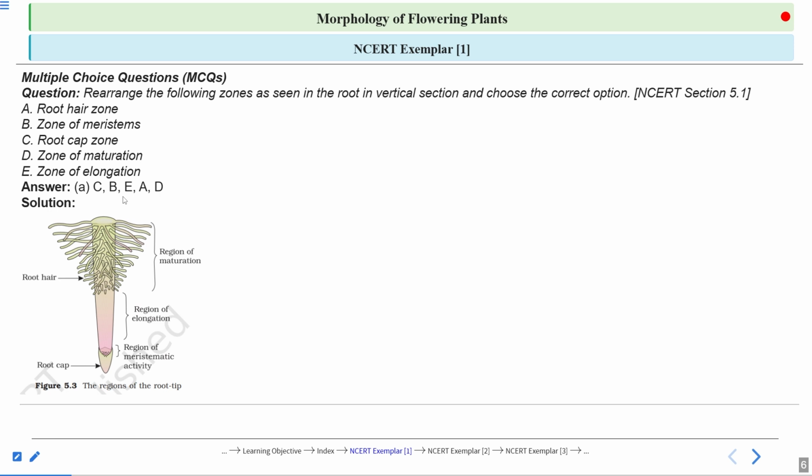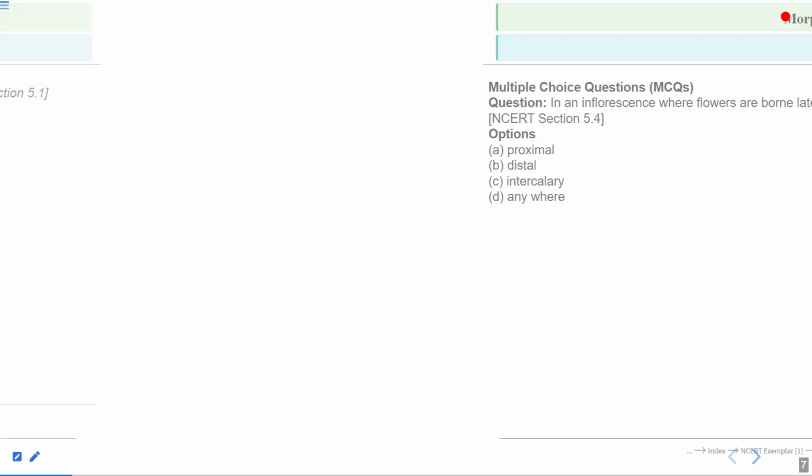And then there is a root hair zone. So here you can see the root hair. These are the root hair zone, right? So it will come A here. And the region last is the region of maturation or the zone of maturation, that is represented as D. So the correct sequence in the vertical section of the root is C, B, E, A, D according to this figure. Okay, let's move to the next question.